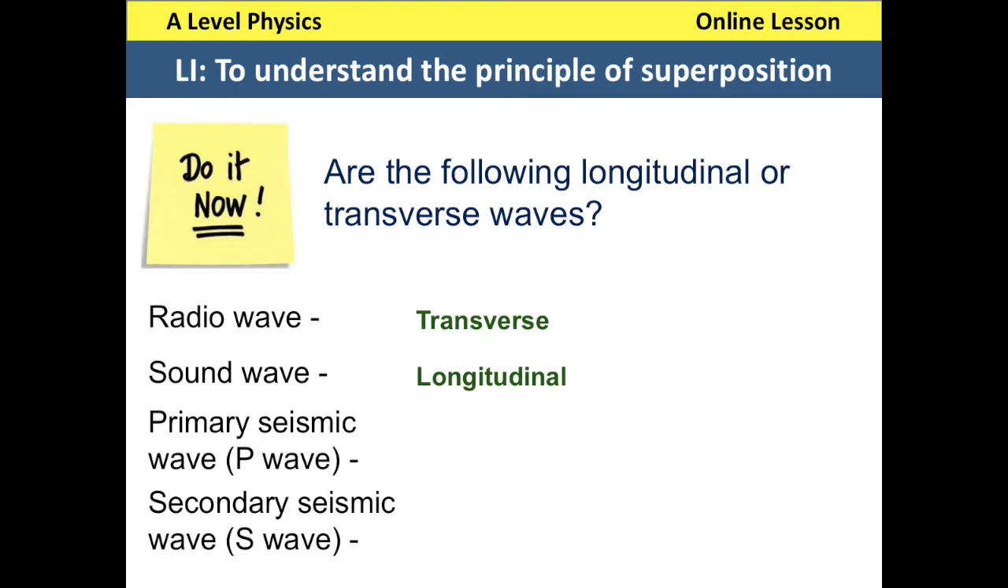Now, seismic waves can be split up into two categories, P waves and S waves. You will remember, if you did triple physics, that a P wave is longitudinal, whereas an S wave is a transverse wave.